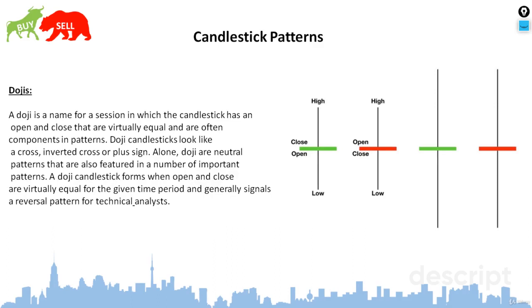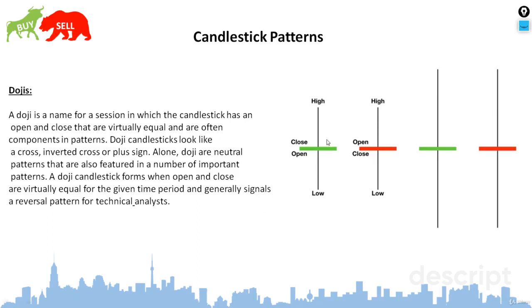A doji is a name for a session in which the candlestick has an open and close that are virtually equal, and are often components in patterns. Doji candlesticks look like a cross, inverted cross, or plus sign. Doji are neutral patterns that are also featured in a number of important patterns. A doji candlestick forms when open and close are virtually equal for the given time period and generally signals a reversal pattern for technical analysts.